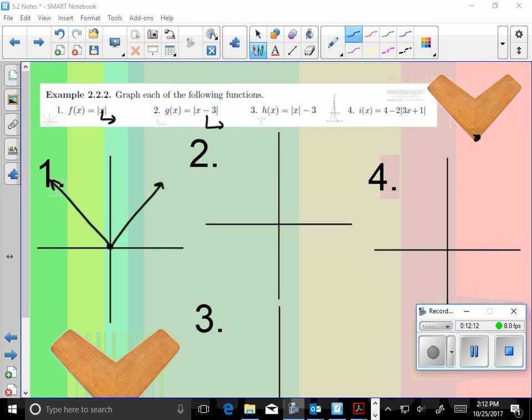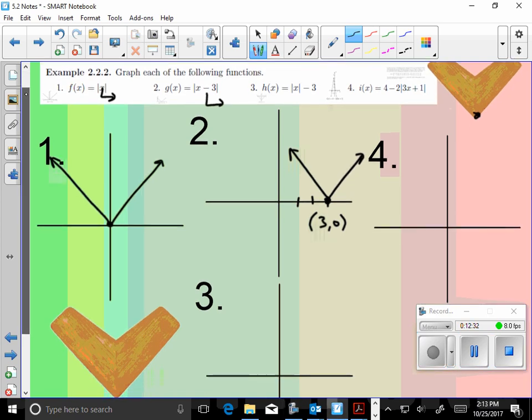It's going to be shifted how many units in number 2? 3 to the right. Right? So 1, 2, 3. Nothing has changed otherwise. So our sketch of our graph should look like that. This is the point 3, 0. So far, so good.